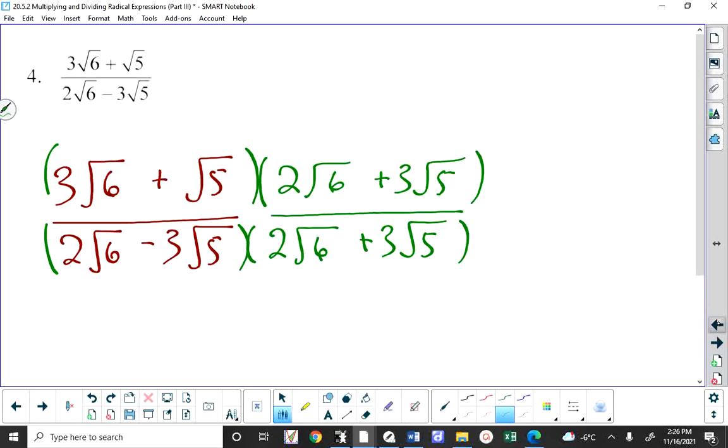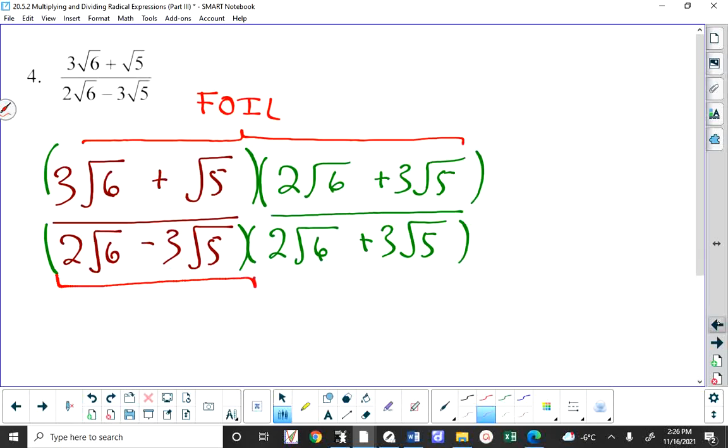So the top, everybody, is going to be determined by using FOIL. The bottom is going to be determined by using FLA, because the bottom is a product of conjugates. The outer and inner don't matter. Look, if you want to calculate the outer and write it down and the inner and write it down, that's fine, but you're going to discover they will cancel.